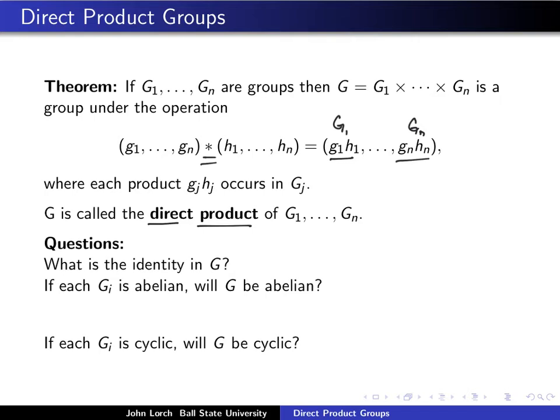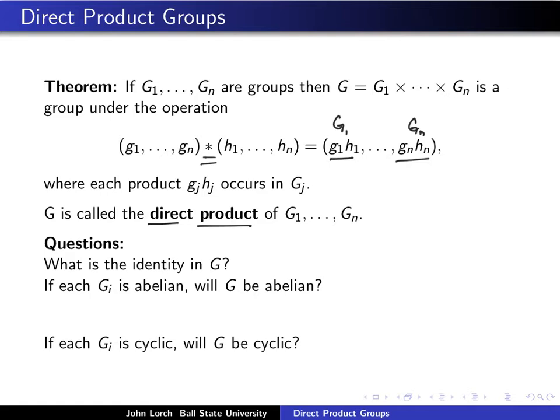A few questions for you to think about. Maybe you'll want to pause the video and think about them. What is the identity in a group like this? And what sorts of things can we tell about capital G just by knowing a few things about the component groups, G1 through Gn? For instance, if all of the G sub i's are abelian, will capital G be abelian? If all of the G sub i's are cyclic, will capital G be cyclic? Okay, I take it that you've paused the video and thought a little bit about these questions.